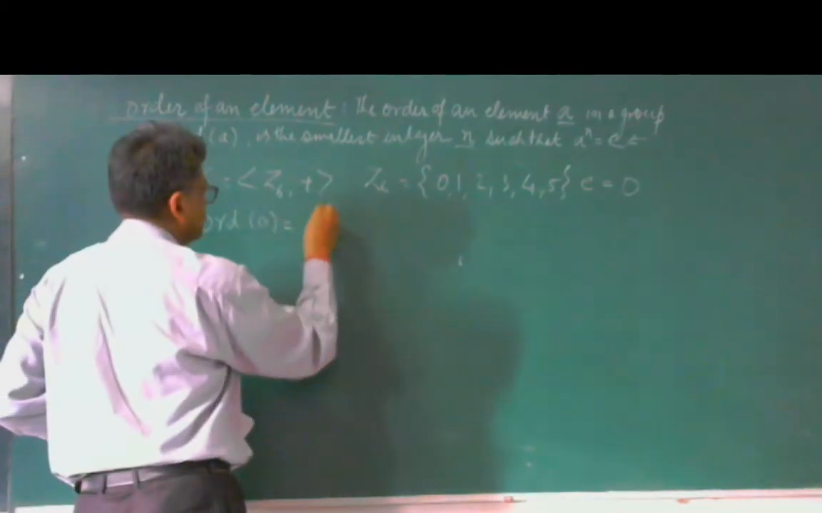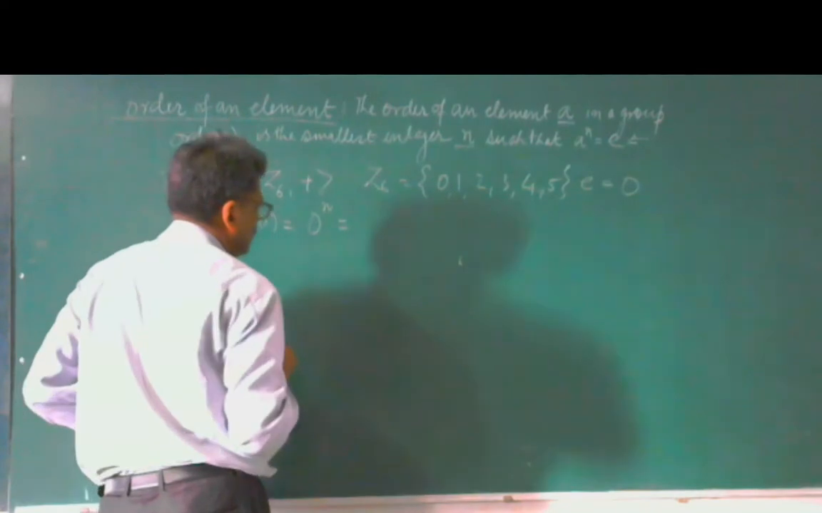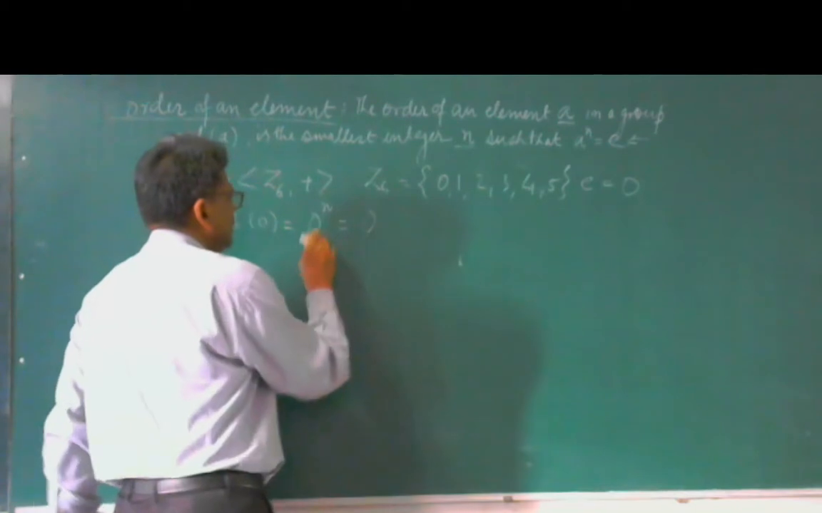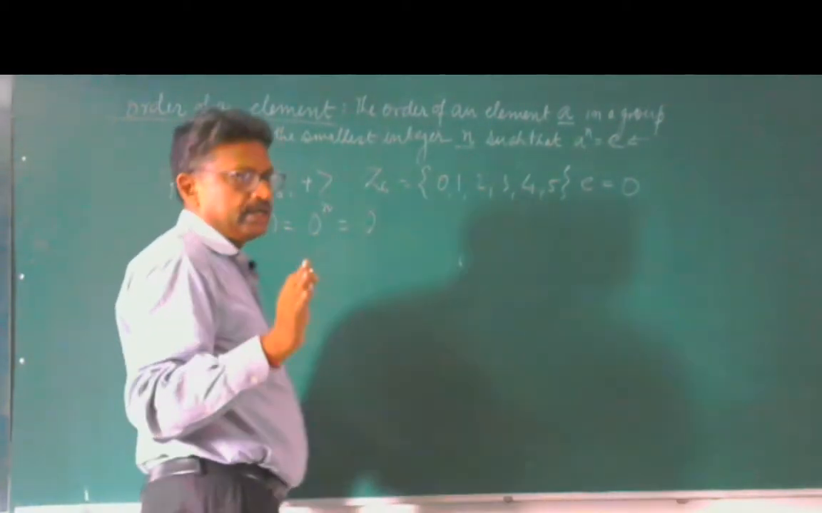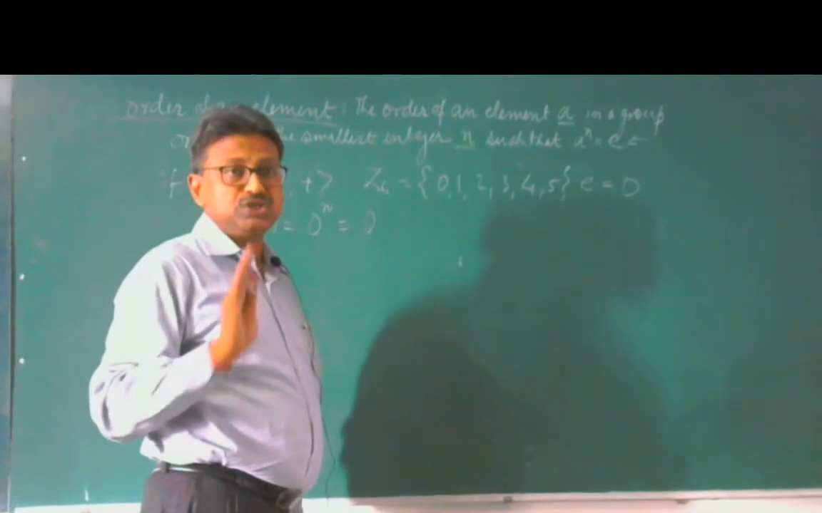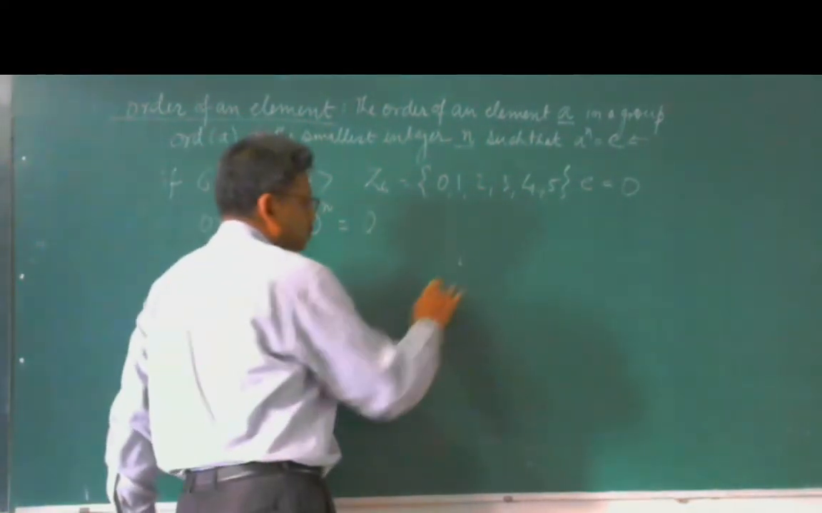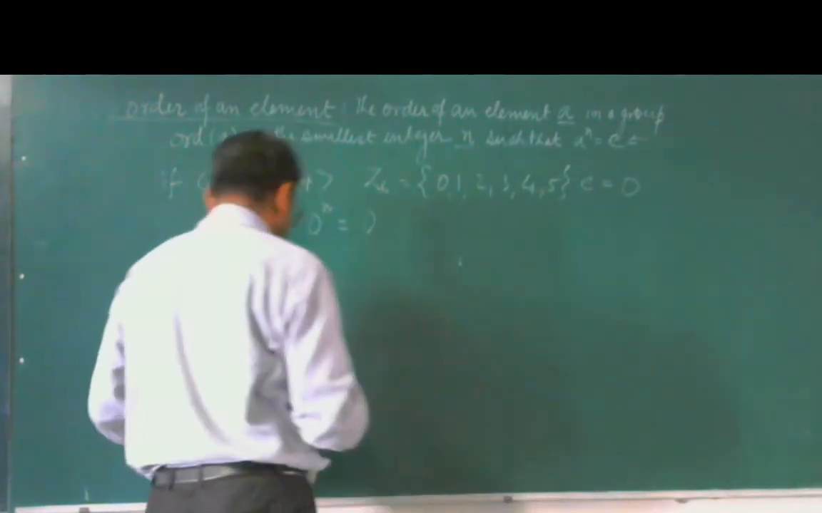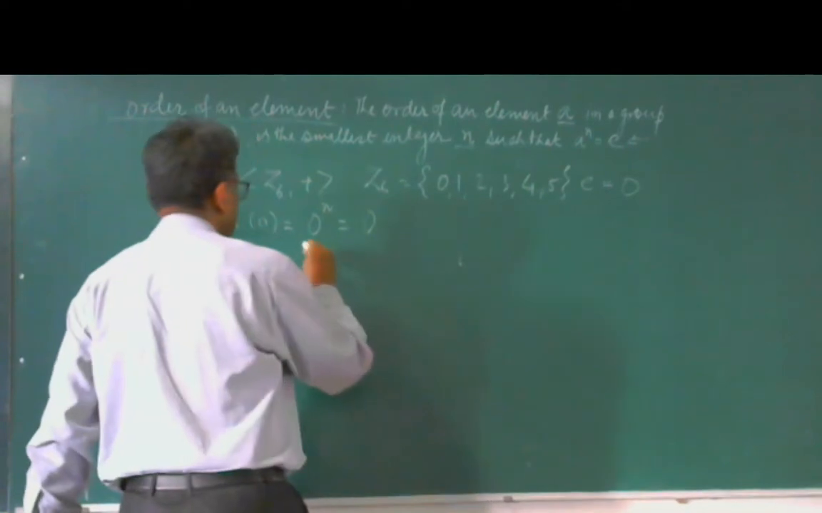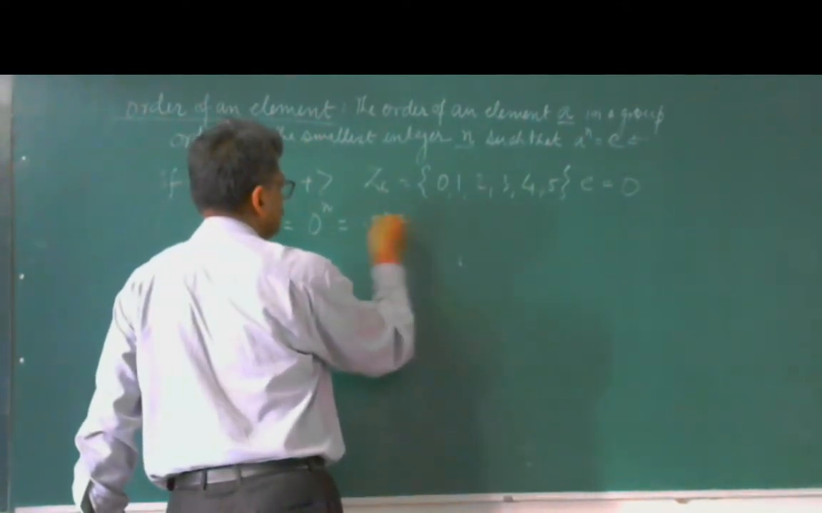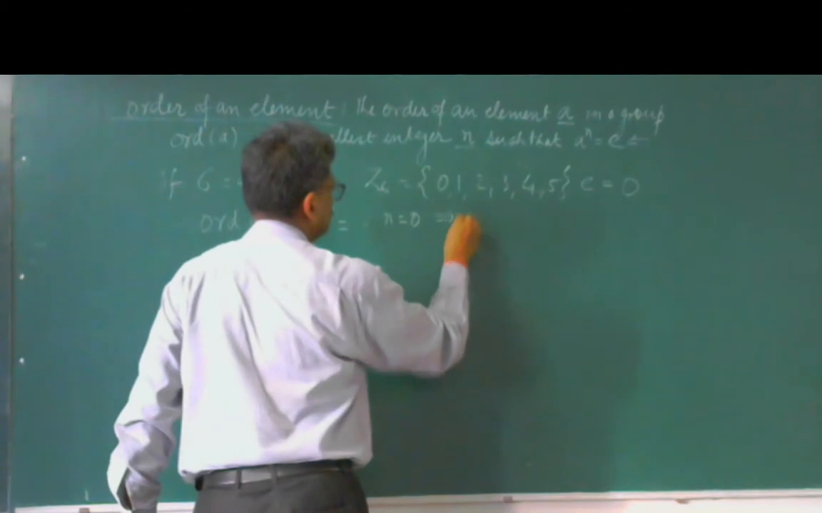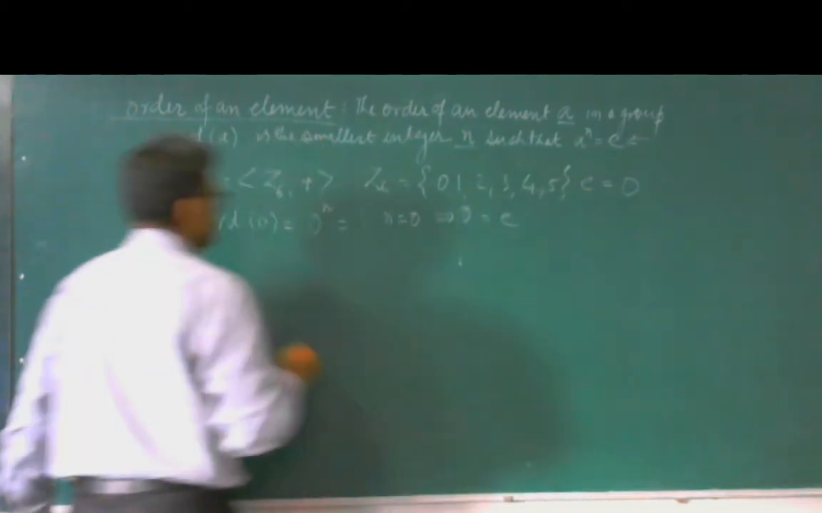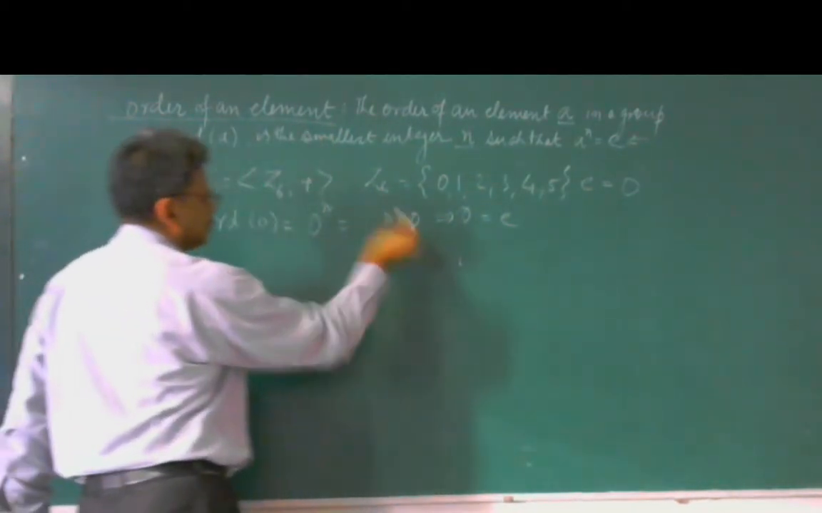So, if we want to get the order of 0, it will be represented by 0 to the power n, such that we get the value equal to 0. So, 0 will be added how many times? Whatever is the smallest integer, that will become the order. As far as 0 is concerned, if n is equal to 0, then 0 to the power n means 0, which is the identity element. So, the order of 0 is 0.